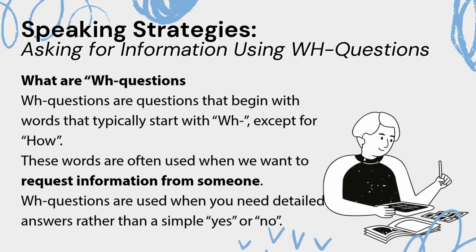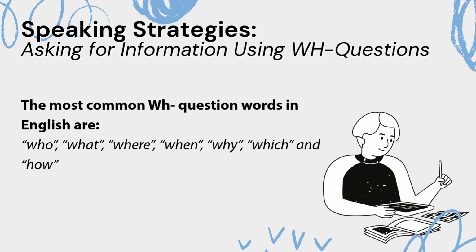Now let's look at the strategies to ask for information effectively. One way to do that is to use WH questions. So what are WH questions? WH questions are questions that begin with words that typically start with WH, except for how. These words are often used when we want to request information from someone. WH questions are used when you need detailed answers rather than a simple yes or no. The most common WH question words in English are who, what, where, when, why, which, and how.